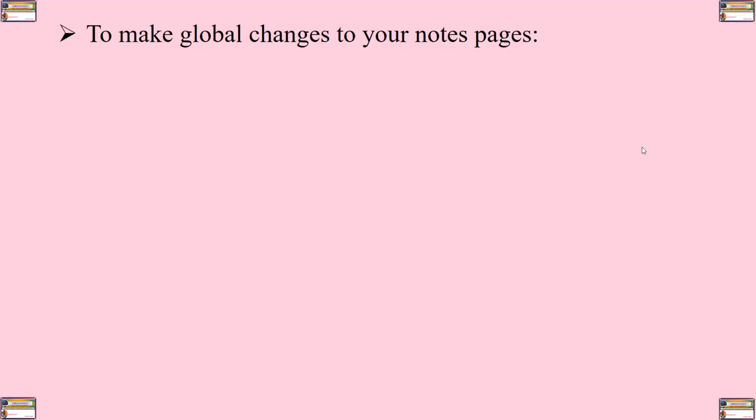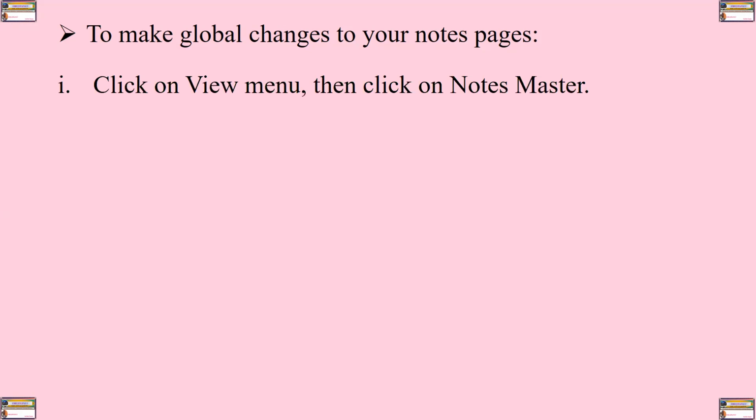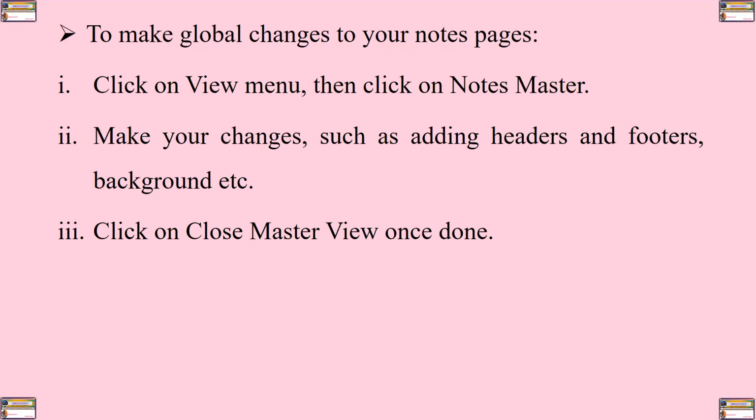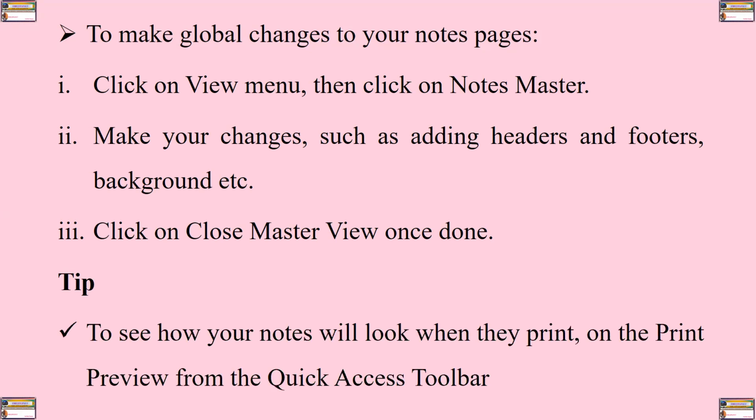However, you can also make changes globally to your entire set of notes pages. To do that, you click on the View menu, then click on Notes Master. Make your changes, such as headers and footers, background, etc. Then click on Close Master View. Once done, tip: to see how your notes will look when they print, on the Quick Access toolbar, you can click on the Print Preview.